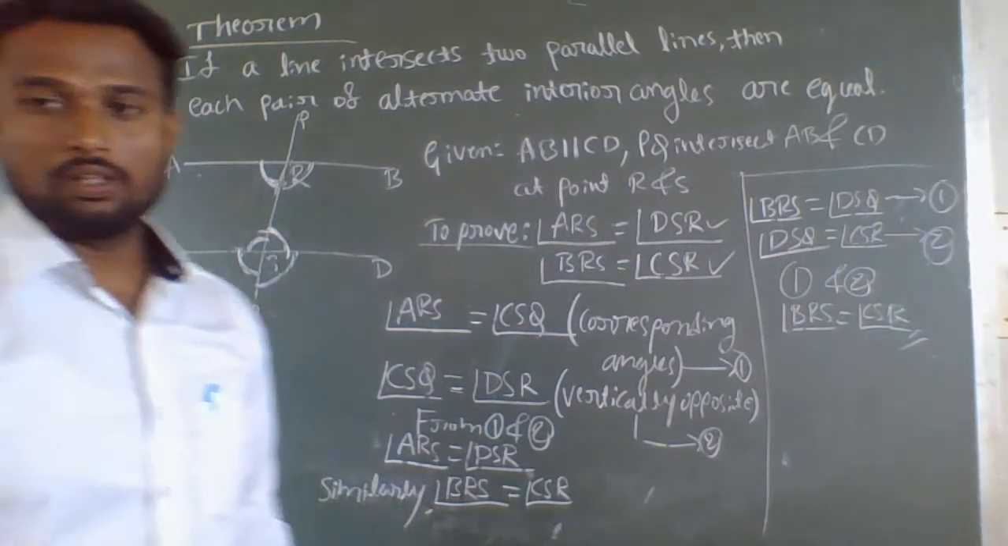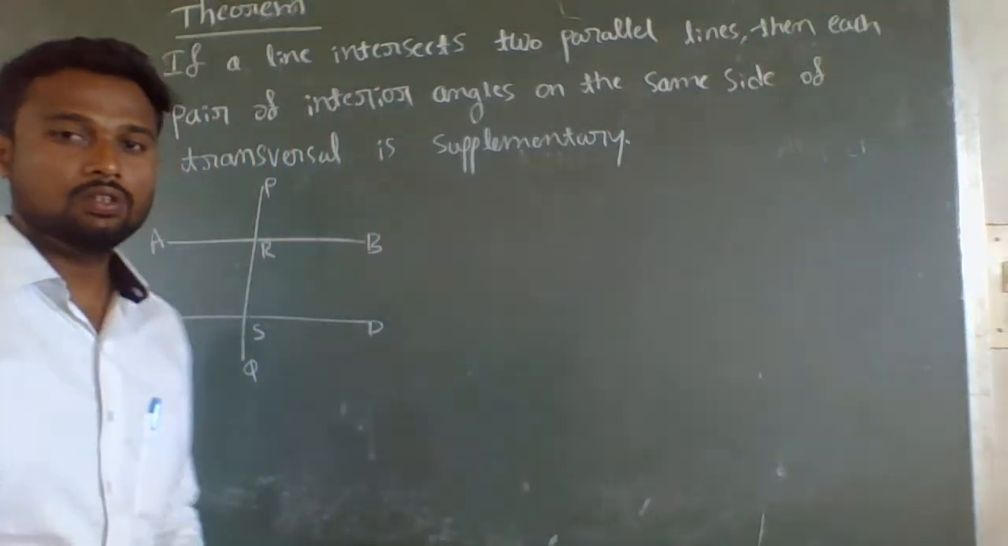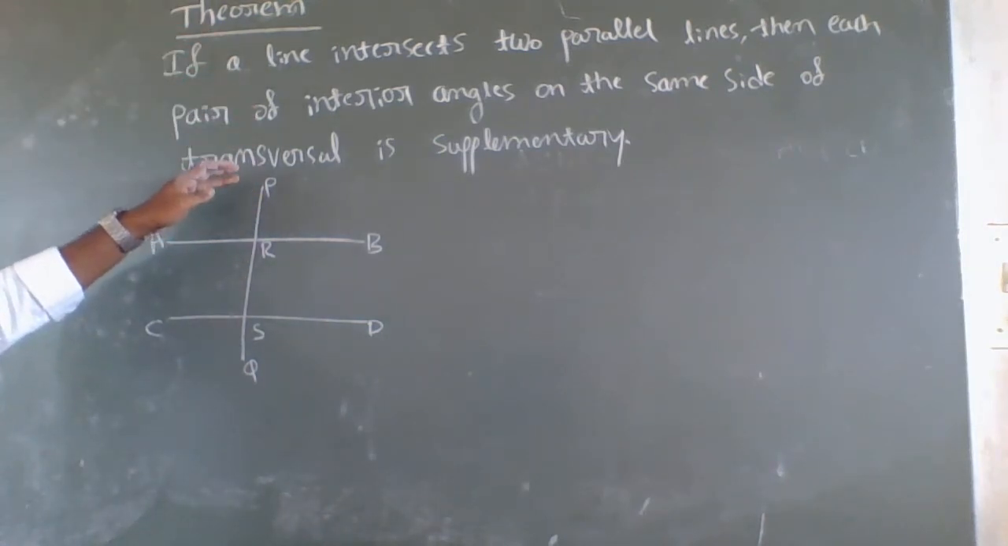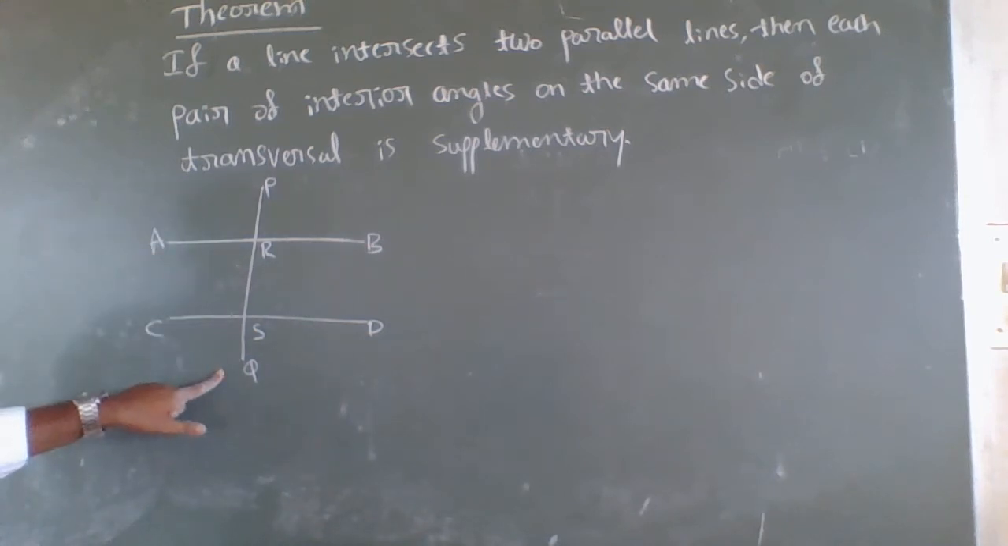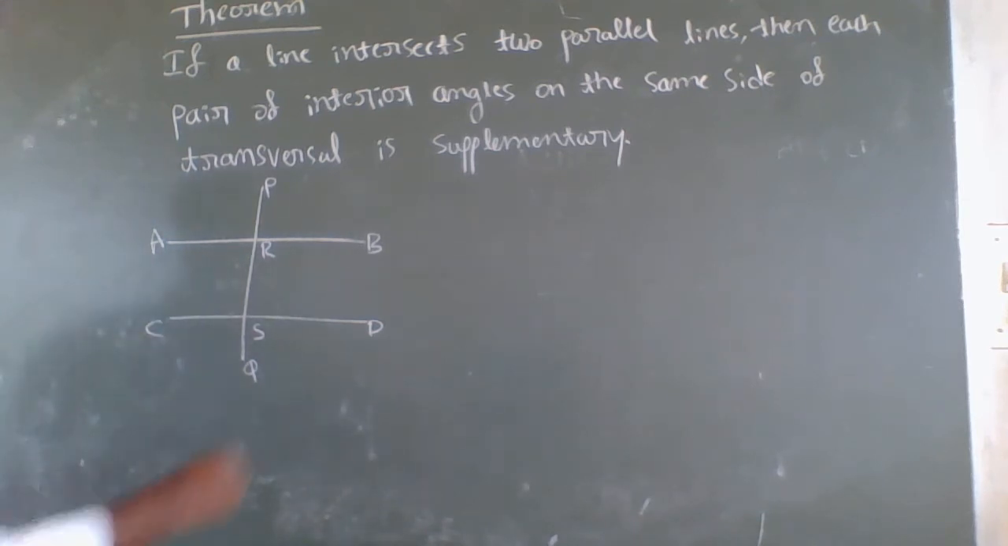Okay. So now I will discuss the next theorem. So now in this theorem, what are they given? If a line intersects two parallel lines. Here PQ is intersecting two parallel lines AB and CD at point R and S. What have they given?